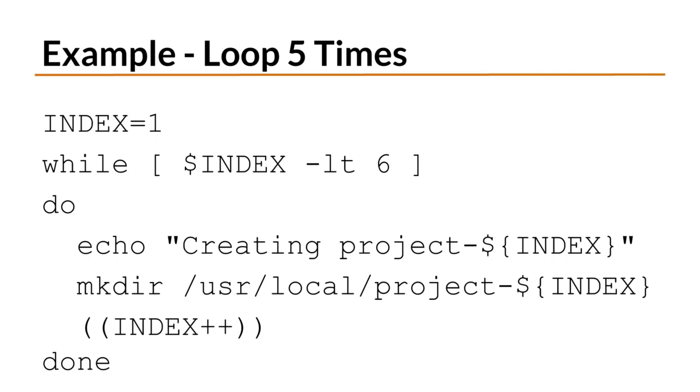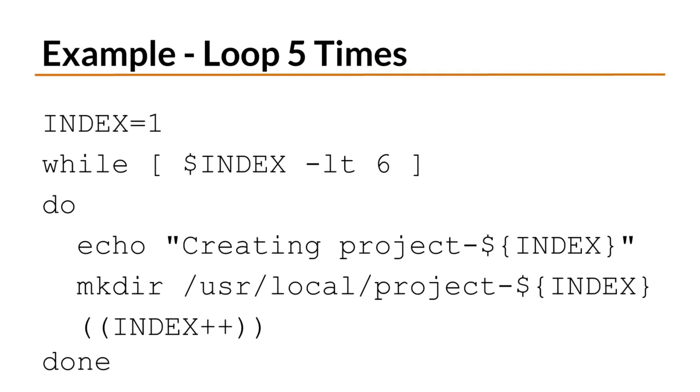One thing you can do with while loops is control the number of times it loops. One common pattern you'll see is to create an index variable, check the value of that variable, then increment that variable at the end of the command section of the while loop. This example demonstrates one way to loop 5 times.